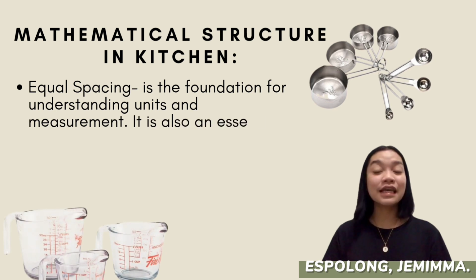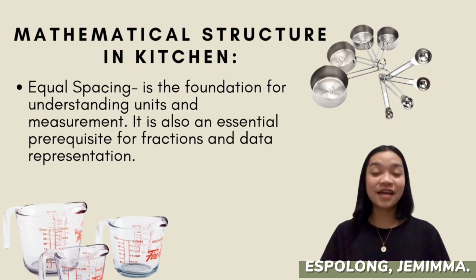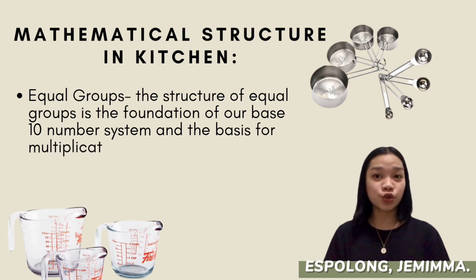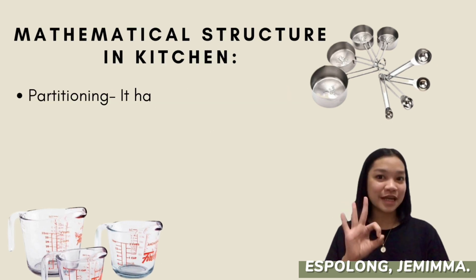Mathematical structure in kitchen. Number 1. Equal spacing is the foundation for understanding units and measurements. It is also an essential prerequisite for fractions and data representation. Number 2. Equal groups. The structure of equal groups is the foundation of our base 10 number system and the basis for multiplication.